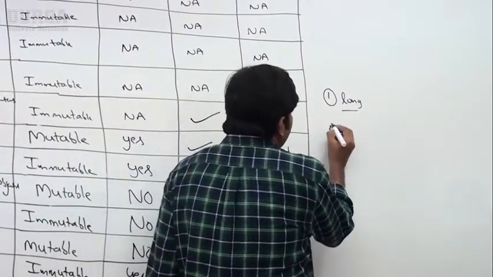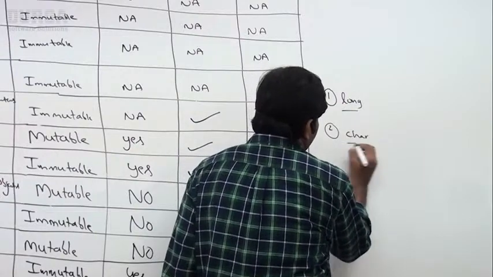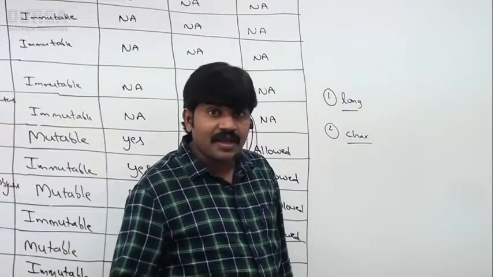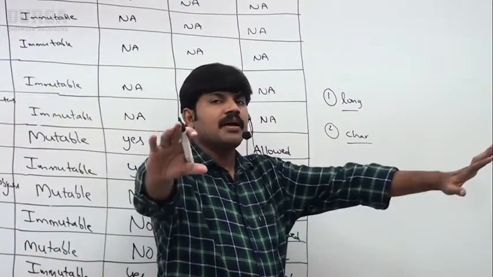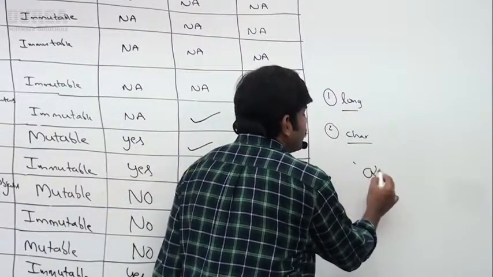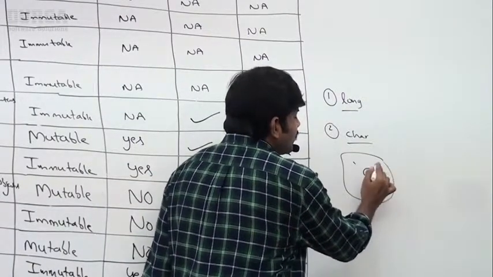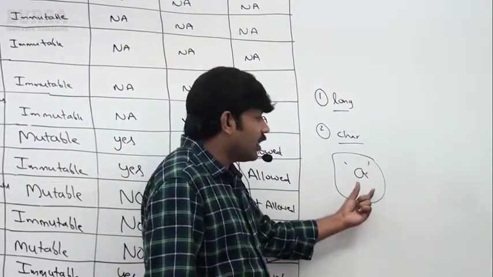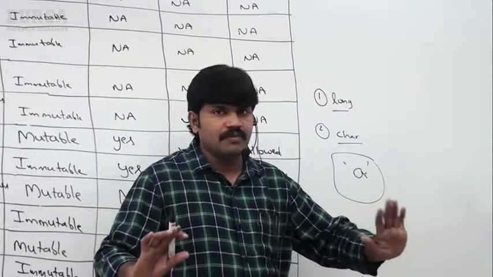Okay. Next, what about the char data type? Sir, C already has char, C++ has char, Java has char. What about Python? The char data type is not there in Python. Even a single character within single quotes is treated as a string only. Char objects can also be represented using the string data type only.